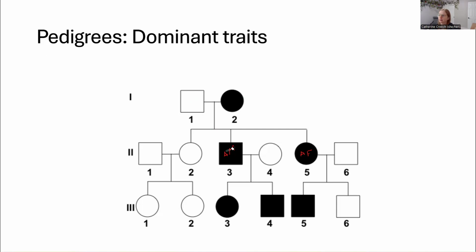Now, what's really cool about pedigrees is we can track multiple generations at once. So here's the first generation. These would be the parents of the next generation. So generation 2 is the children of the parents. And then the third generation, these are the grandchildren of the first generation. So grandparents, parents, grandchildren. It's 3 generations.